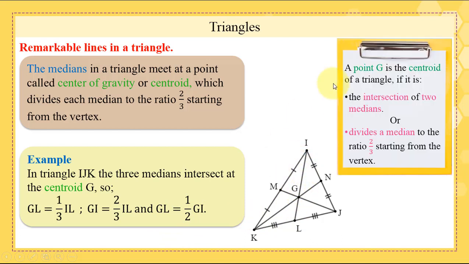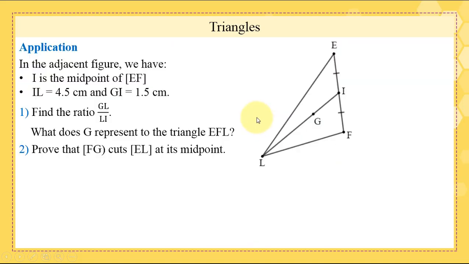To show that a point G is the centroid of a triangle, either you show that it is the intersection of two medians or you show that it is a point of a median and it divides this median in the ratio 2/3 starting from the vertex. This is an application. Please read it carefully, pause the video, then come to see the solution after you solve it alone.